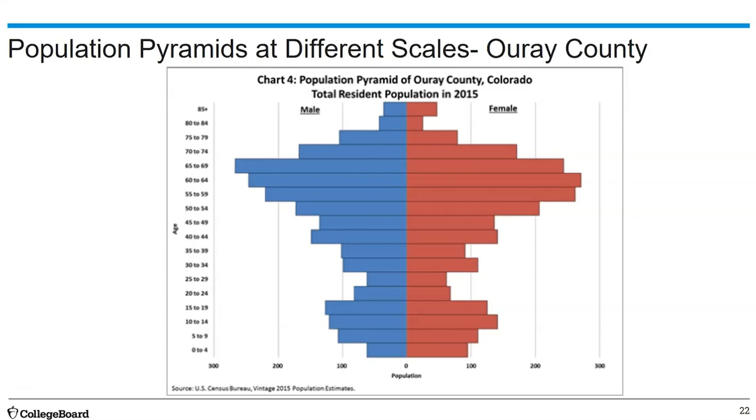What can we as geographers glean from this? Who would this information be important to? Well, if I provide services to senior citizens, whether it be recreational facilities, medical facilities, I would look at this and target this as an area of interest.